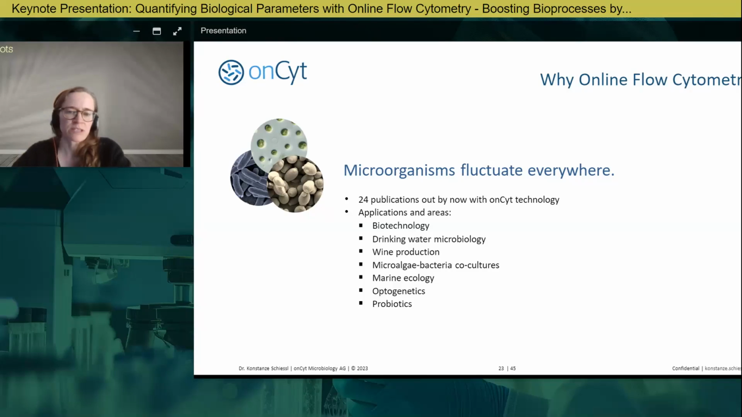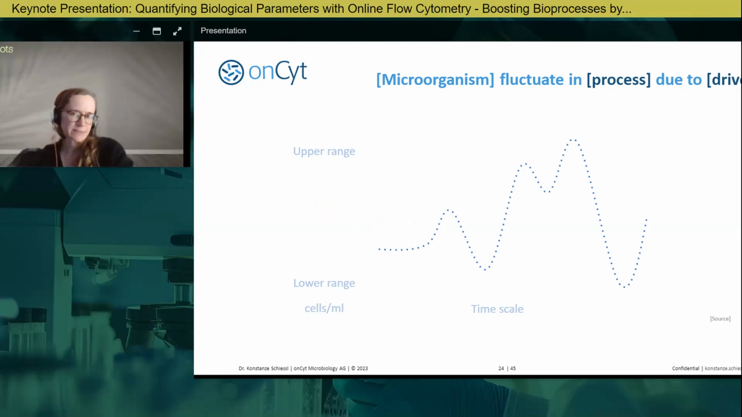Flow cytometry is also interesting for optogenetics or probiotics. And I will explain some of these examples, and I will do this on a really broad scale. There's always a publication listed, so if you want to learn more about it, you can just check out the publication. And the logic of the slides will always be that you have these microorganisms, the example will vary, and they will fluctuate in a process due to a driver, let's say, that we might have identified.